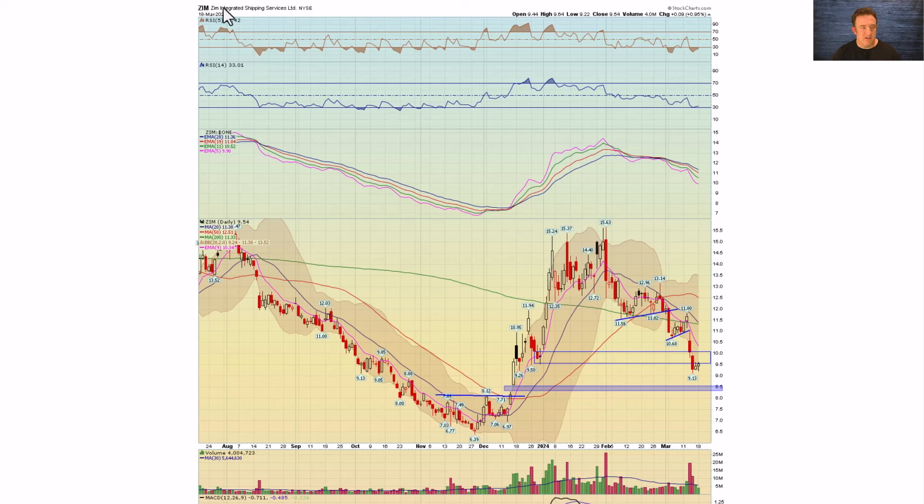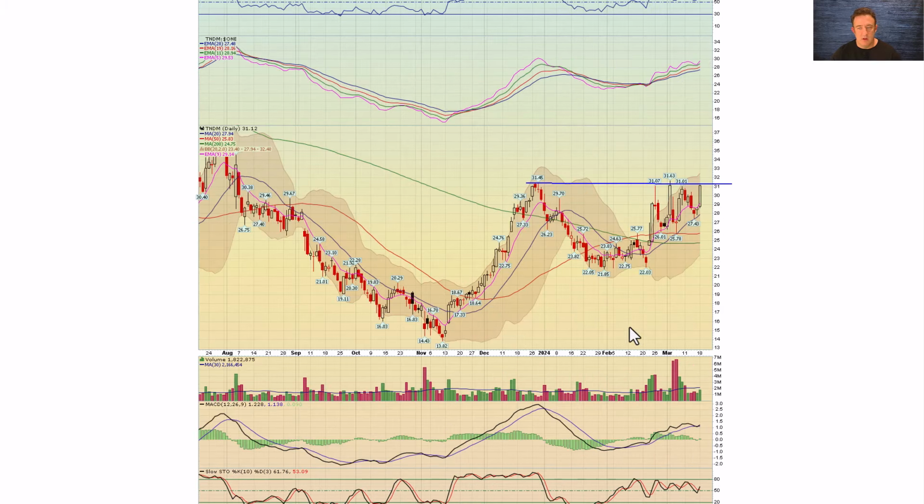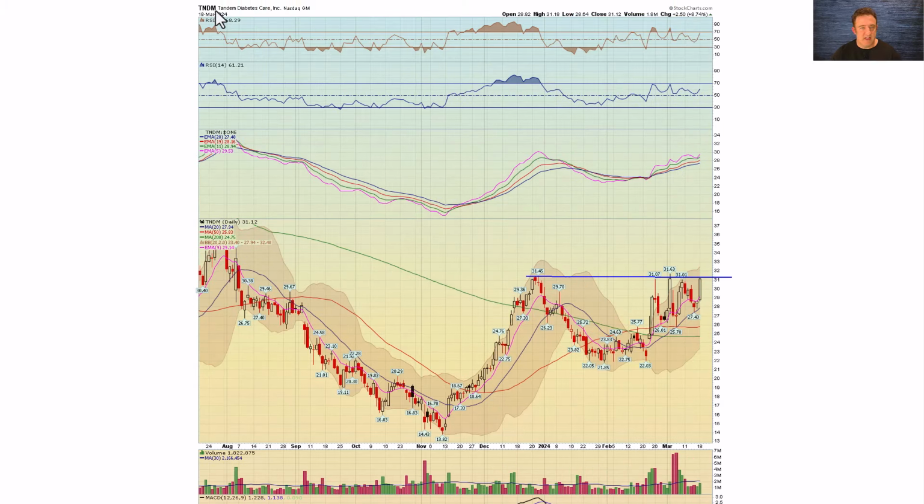Chart 93, here's ZIM. This is a short idea of mine from a couple weeks ago. It continues to work out. There's an open gap down there that would be the target on the next pullback. Chart 94, TNDM. Here's a couple long ideas. This is from one of our subscribers I saw in the trading community. We'll see if we can clear that area just over that trend line.